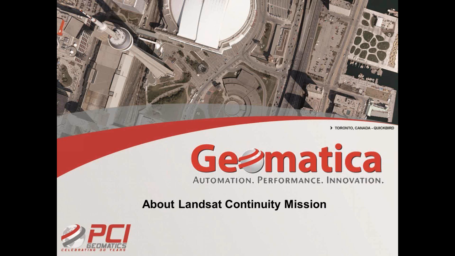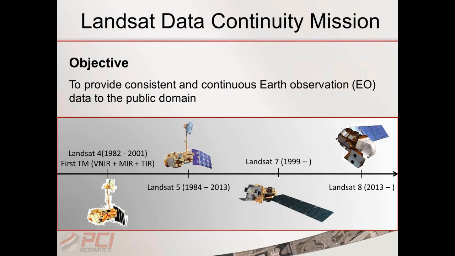As mentioned, let's first take a look at the Landsat continuity mission. The Landsat data continuity mission really had the objective of providing consistent and continuous coverage of the Earth's surface, and specifically freely available data, or data that's available in the public domain. This is one of the reasons why it's such a valuable resource, and very important, especially in different applications such as agriculture and also mapping the surface changes on the Earth.